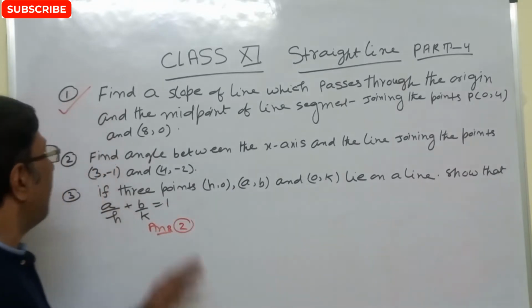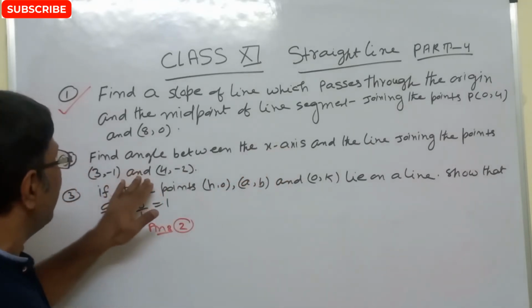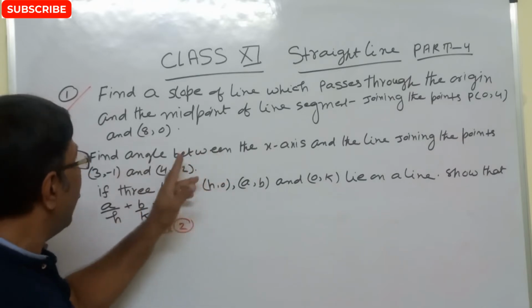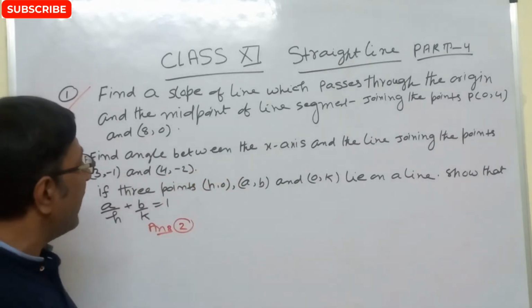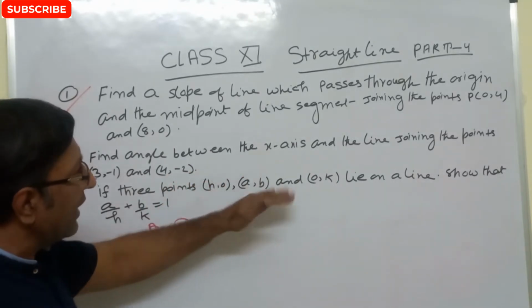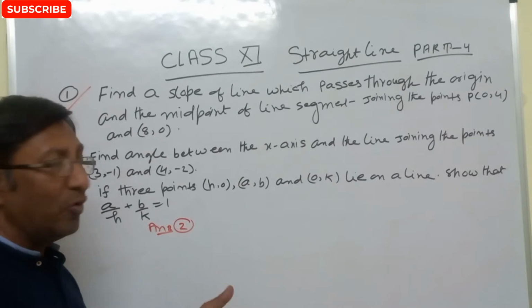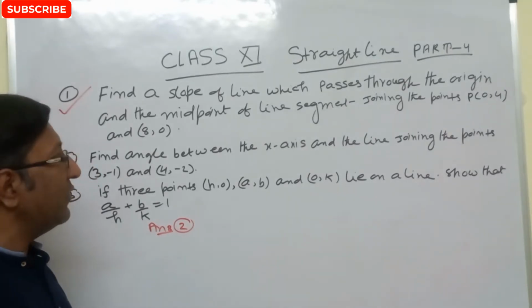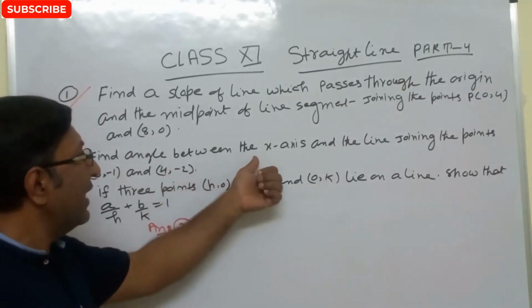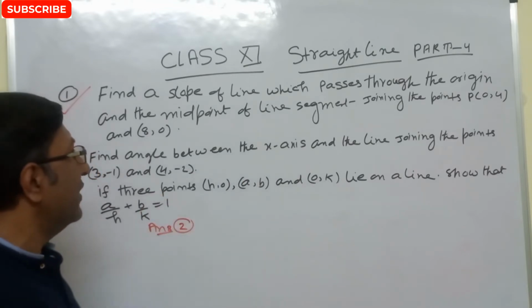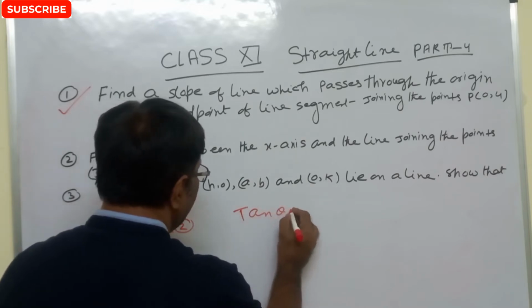Second question is what? Find angle between the x-axis and the line joining the point. So we have to find angle between the x-axis and the line joining this point. So how can we find angle between the x-axis and the line joining the point? So you know that tan theta equal to m, that is the slope, where theta is the angle between the line and the positive direction of x-axis. So here angle between the x-axis and the line joining the point, we can find very easily, that is tan theta, where theta is the required angle.